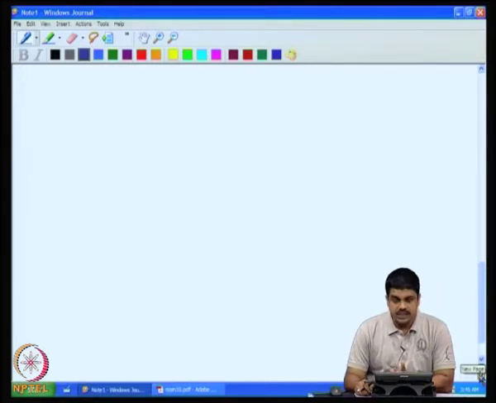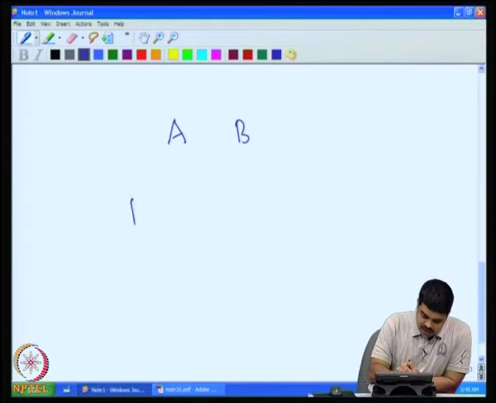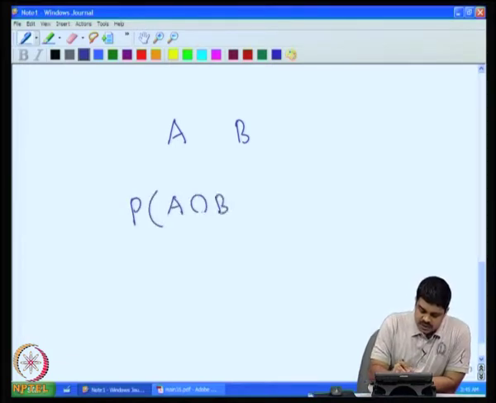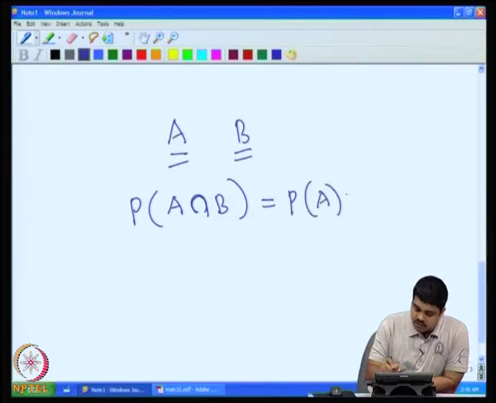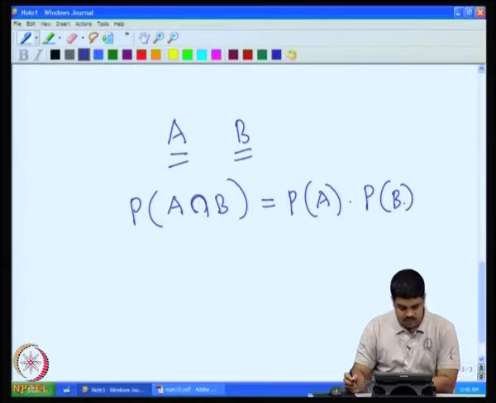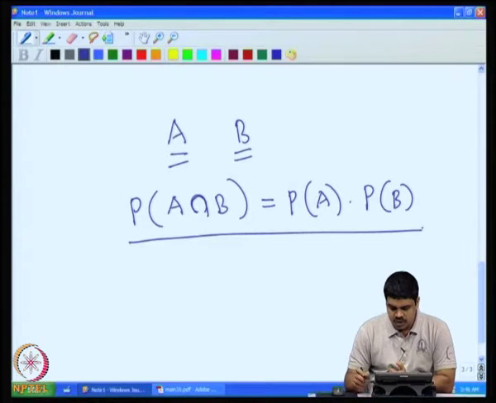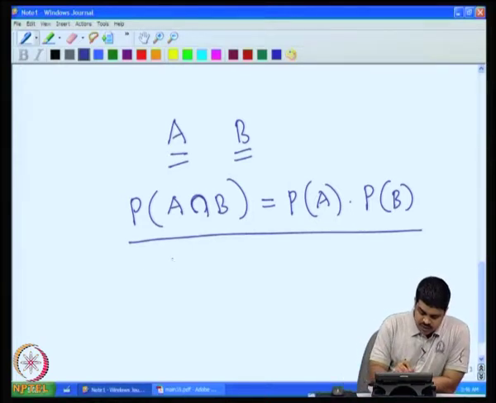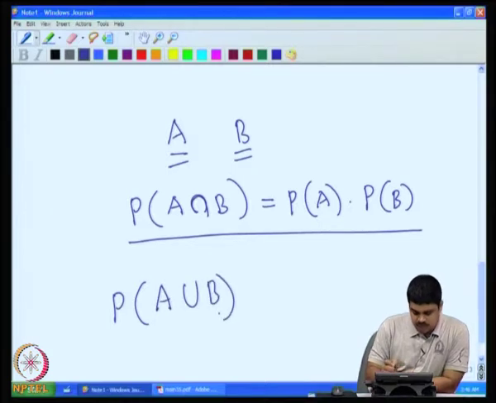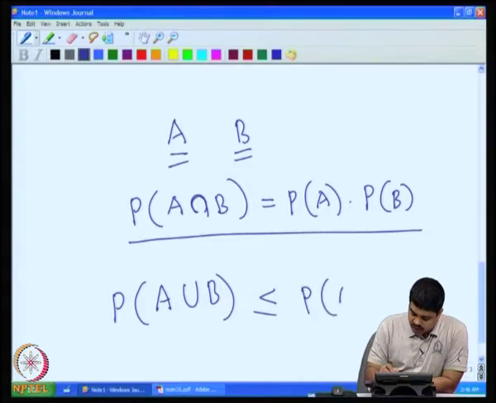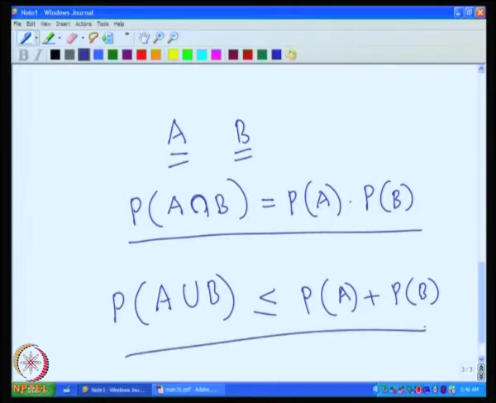The only other notion we need is the notion of independence. Suppose we have two events, A and B. What is the probability that they together happen? That is the probability of the event A intersection B. We say that the two events A and B are independent if the probability of A intersection B equals the probability of A times the probability of B. This is the third notion we need. And an obvious thing to notice: suppose A and B are two events, then what can I tell about the probability of A union B? This is always less than or equal to the probability of A plus the probability of B. This also we will be using.